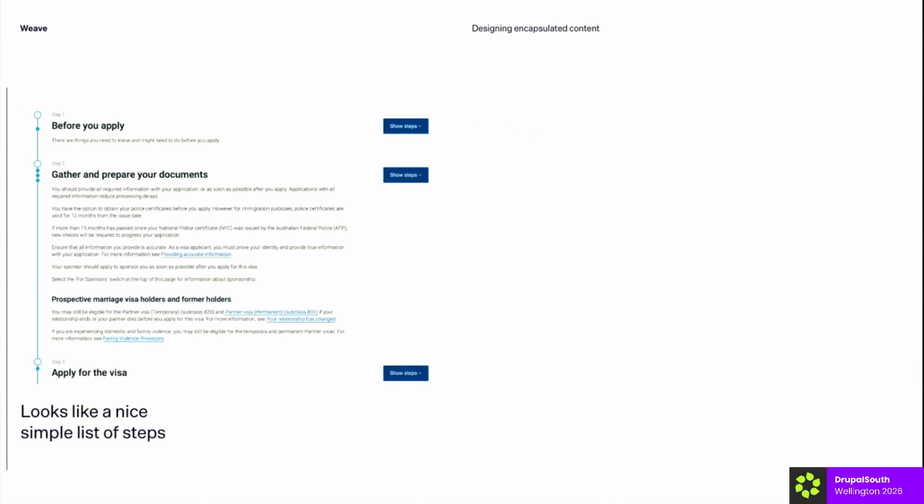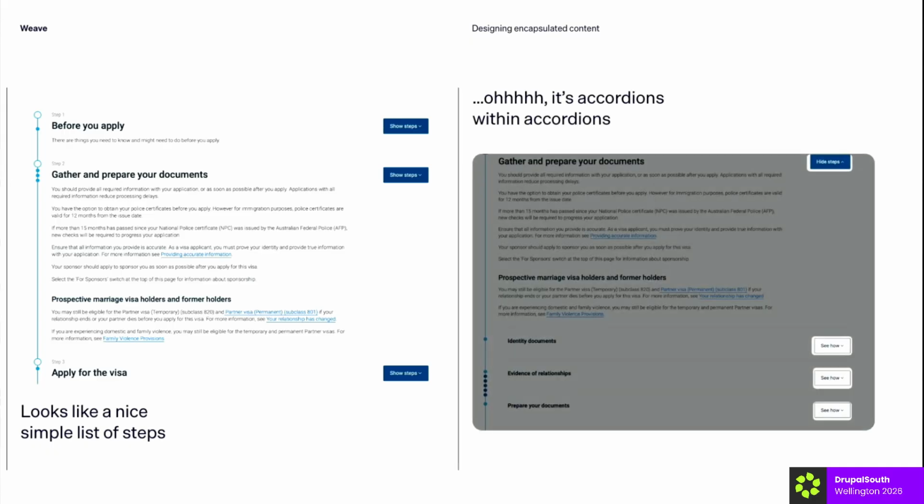Okay, so this is another government website. This is the Australian immigration website, and this is a page about applying for a visa. When you first look at this page, it looks like a nice, simple set of steps. Oh, that's good. Applying for this visa isn't going to be too bad after all. Then you start clicking, and you're suddenly seeing accordions within accordions, and very, very long.